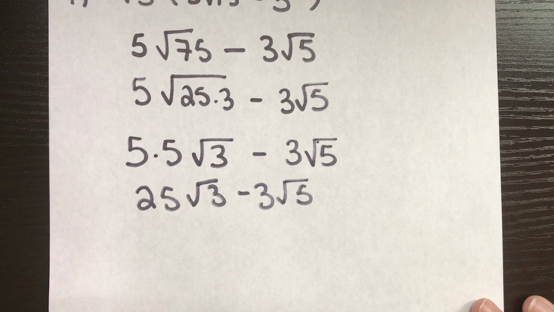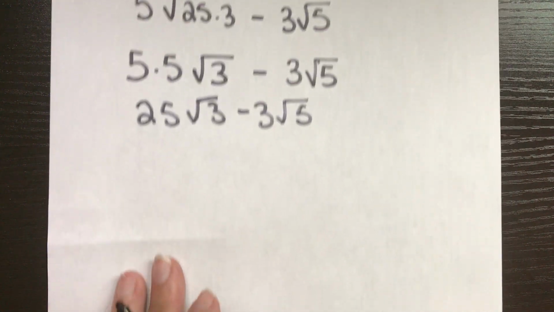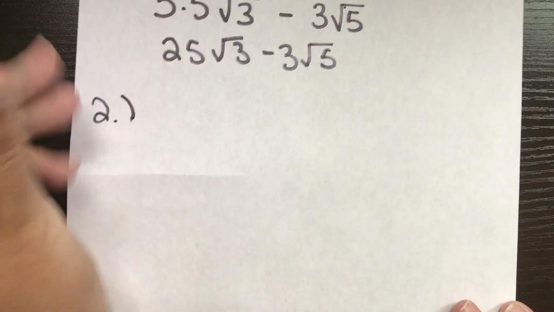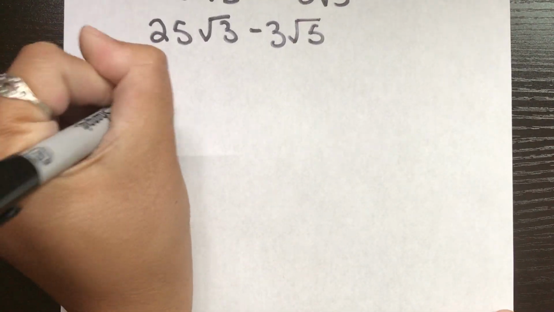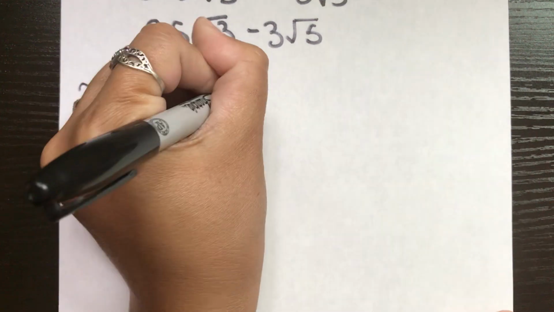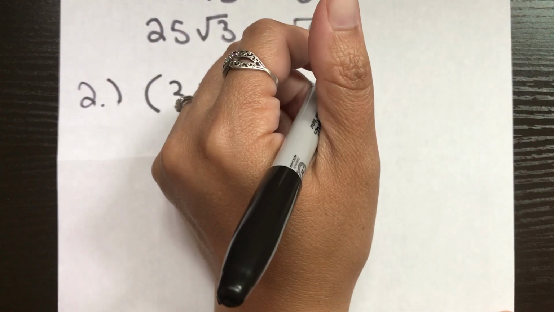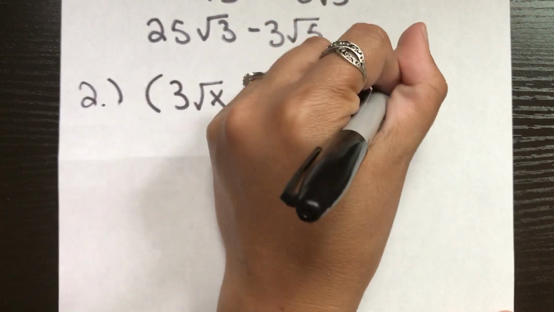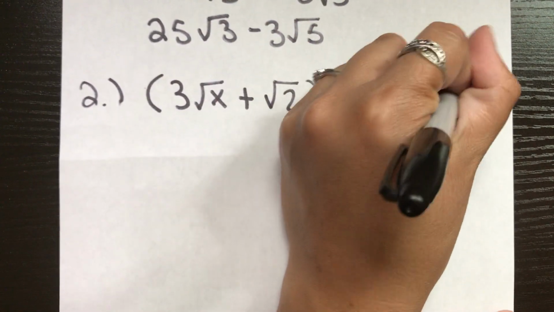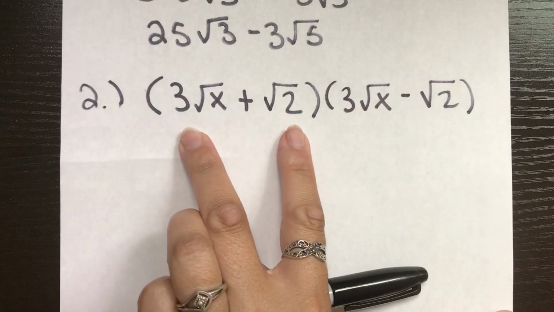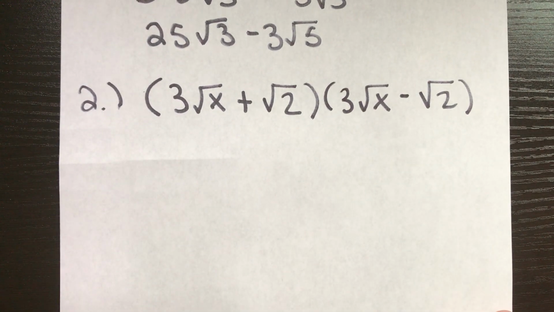And then the very last thing for this video is you can also do special products, like foiling. So give me a minute to write this out. Where you have 2 terms times 2 terms. And they call this a special case. I don't love when they call it a special case because I just want to make sure I had the right thing here. They call it conjugates.